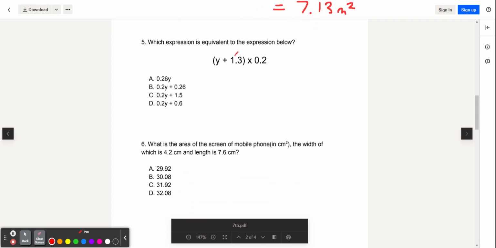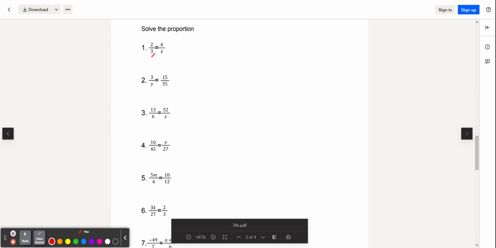Number 5. This is similar to the one from before, so I'll let you guys do it on your own. Now the second part, solve the proportion. So 2 over 3 is equal to 4 over x. We can cross multiply, which means that the numerator will be multiplied by the denominator and vice versa. So 2 times x is 2x, and then we set it equal to the opposite, 3 and 4. 3 times 4 is 12. And now, if we divide both sides by 2, the 2's cancel out here, and this turns into 6. So our final answer is x equals 6.